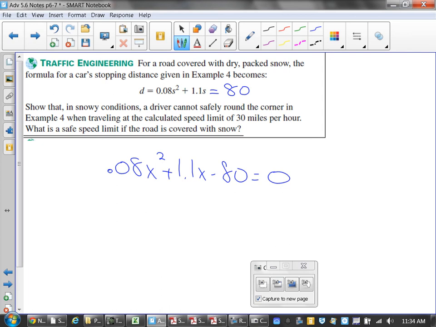And I also want to talk about number 56 here in a second. Okay, so in this one, all you had to do is use the quadratic formula.